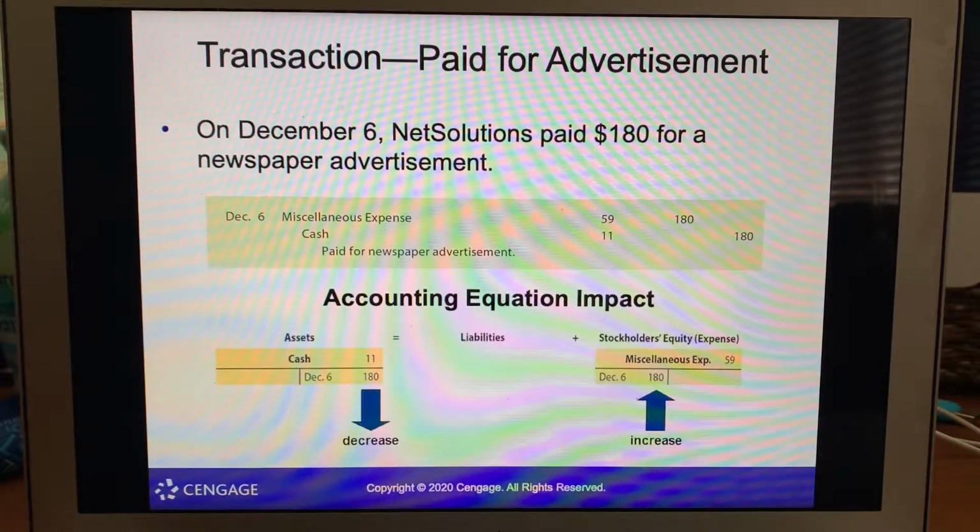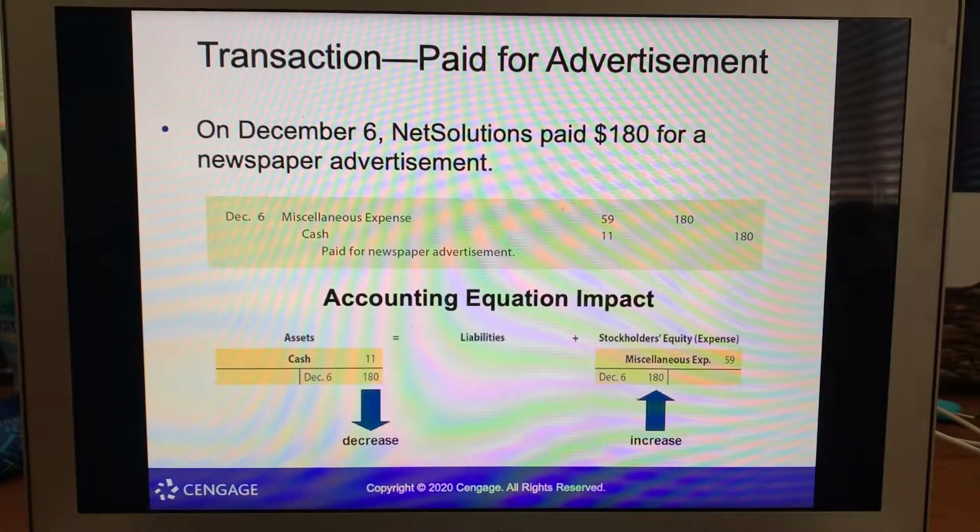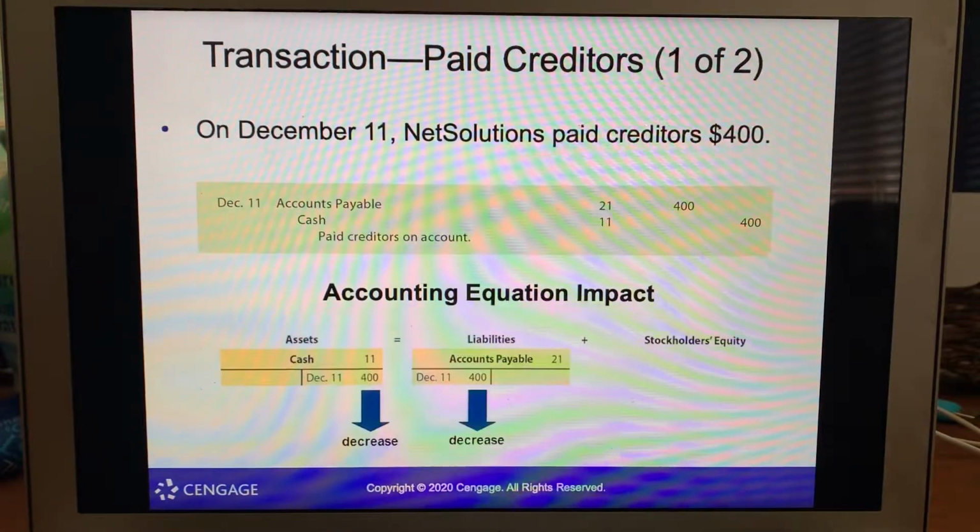On this particular transaction for advertising, again we put the date December 6th. It is a miscellaneous expense. Sometimes these little expenses we put them under miscellaneous. It'll be account 59, and let's see, it'll be $180, and cash is going to decrease, which is account 11 for $180. And again, it says paid for newspaper advertisement, and that's a note. And what happened, the impact is right there on the bottom. Decrease cash, increase miscellaneous expense.